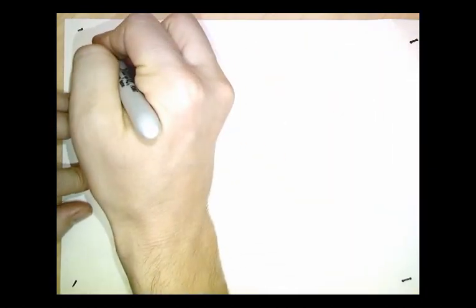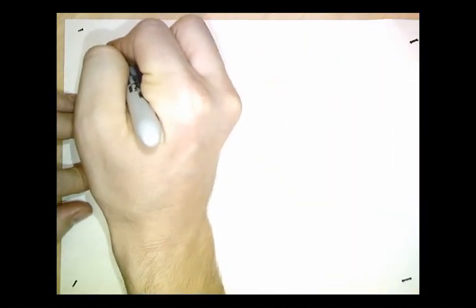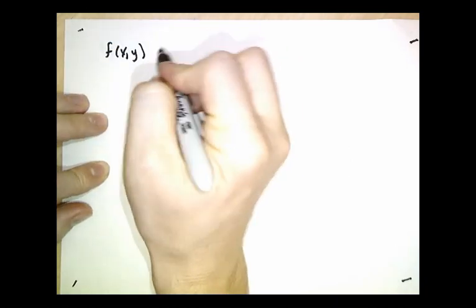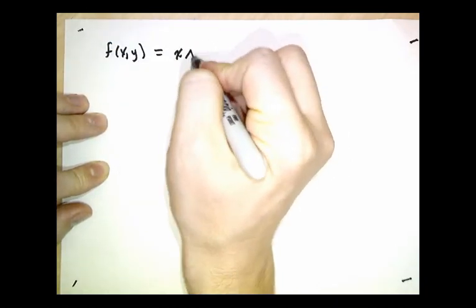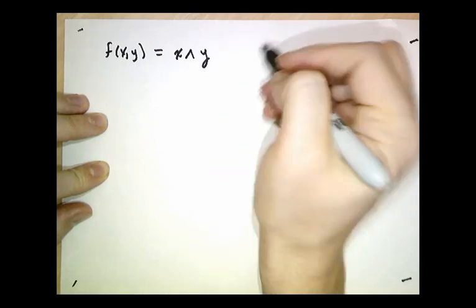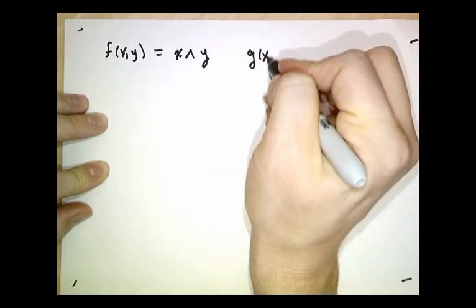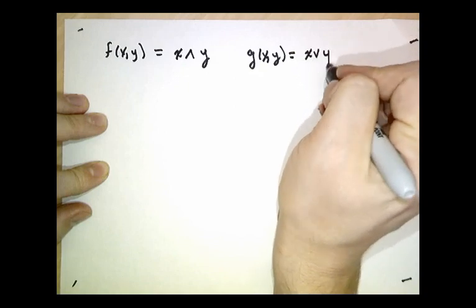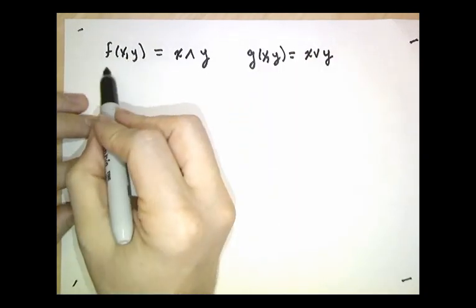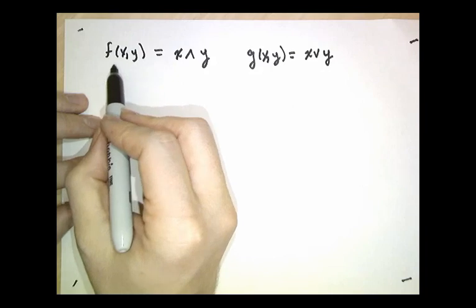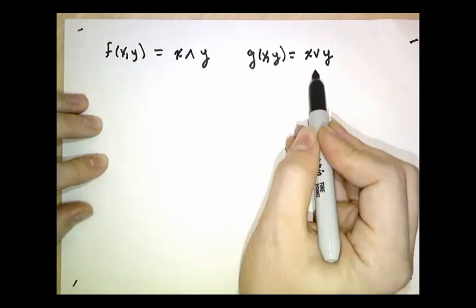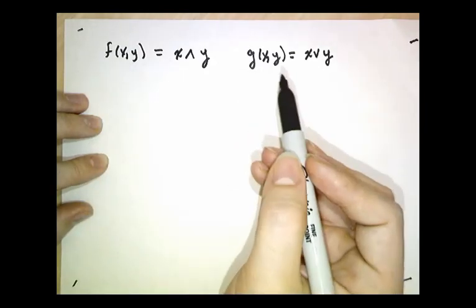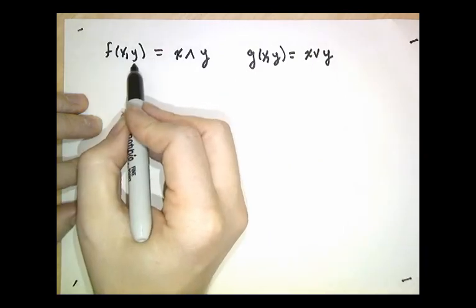Let f(x, y) be the Boolean formula x and y. Let g(x, y) be the Boolean formula x or y. If you've been following along the last couple of modules, you'll realize that these formulas are predicates. f(x, y) is a predicate.